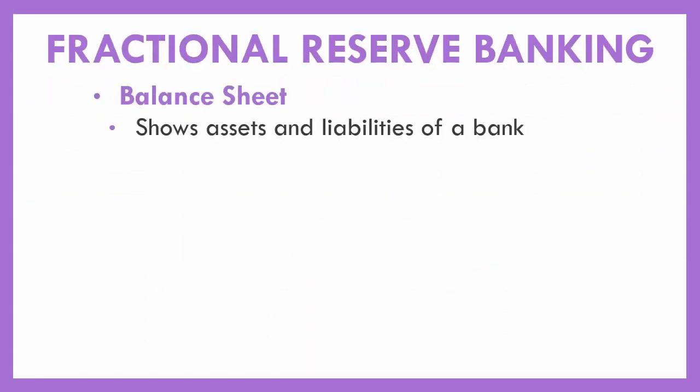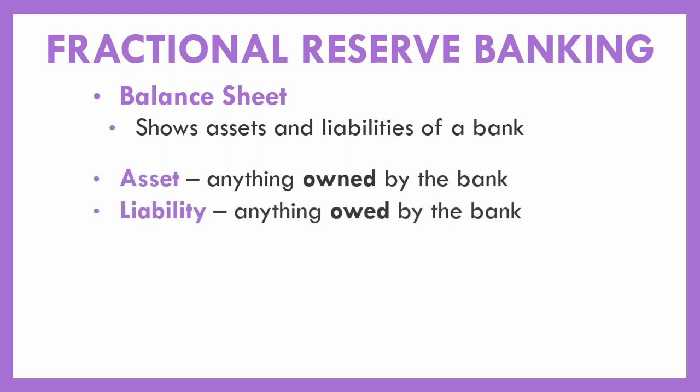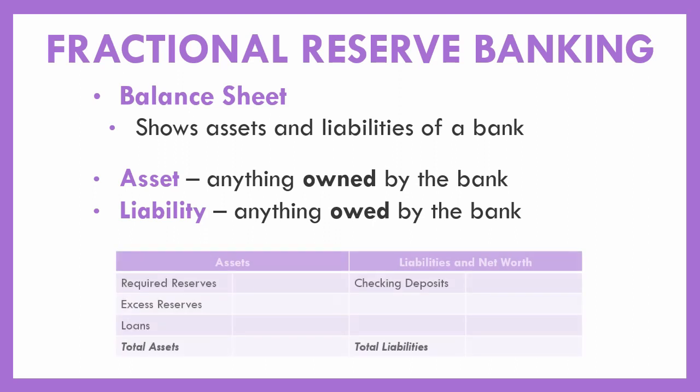A balance sheet just shows assets and liabilities for any person, but in this case, for a bank, right? An asset is simply anything that you own. A liability is what you owe, right? An asset is working for you. A liability is working against you. And so we're going to actually balance these out on balance sheets. Now, the nice thing about balance sheets is they always balance.